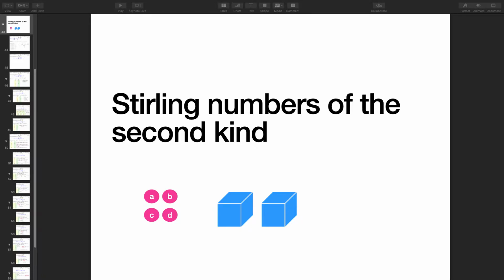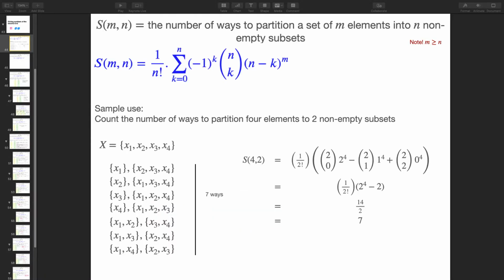Okay. So, itong Stirling numbers of the second kind, recall na ginagamit natin ito kapag ang isang counting problem ay pwede mong isipin as distributing distinguishable objects to indistinguishable boxes. Ano nga uli yung Stirling numbers of the second kind? This refers to the number of ways to partition a set of m elements into n non-empty subsets. So, it is usually denoted by this symbol.